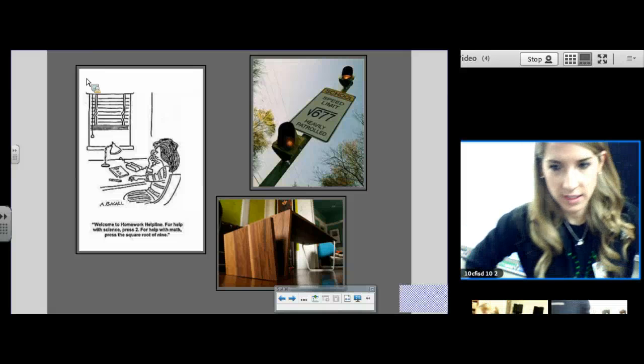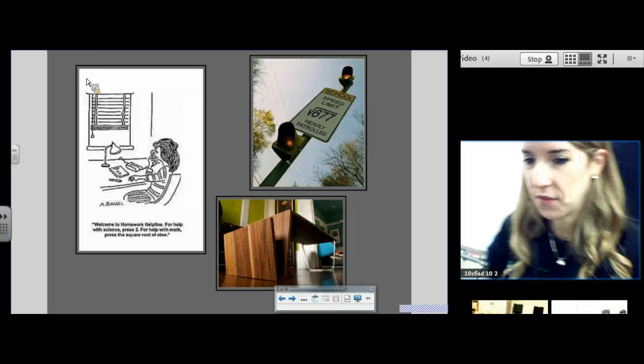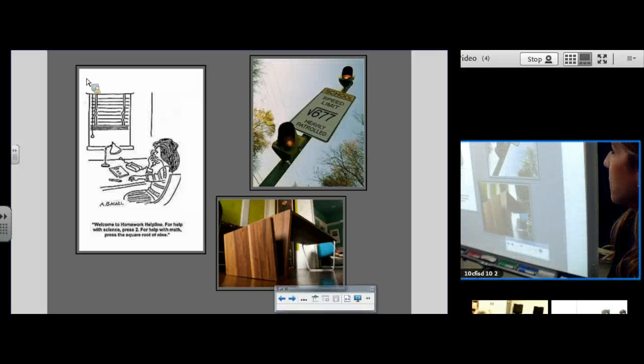So today's lesson is called Simplifying Radicals. Here's a few things I found when I was researching radicals.